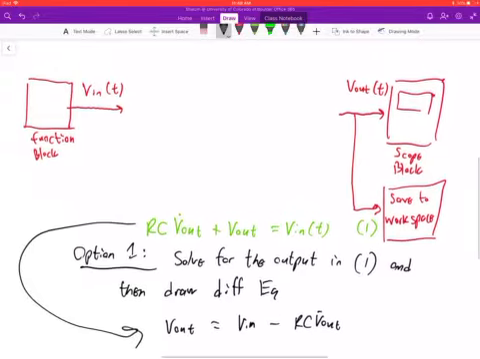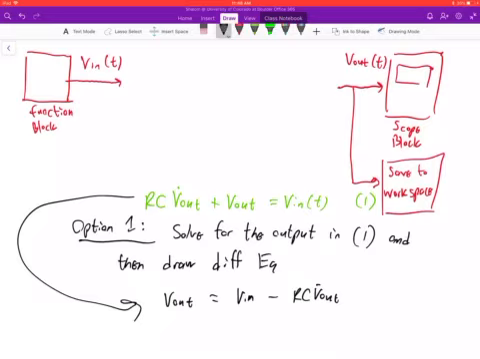So let's draw this, okay? So V out is equal to the difference. So I'm going to make a difference block. Actually, I'll leave it in black. I'm going to make a difference block right here. So the output of that difference block, and I'm going to do plus minus.